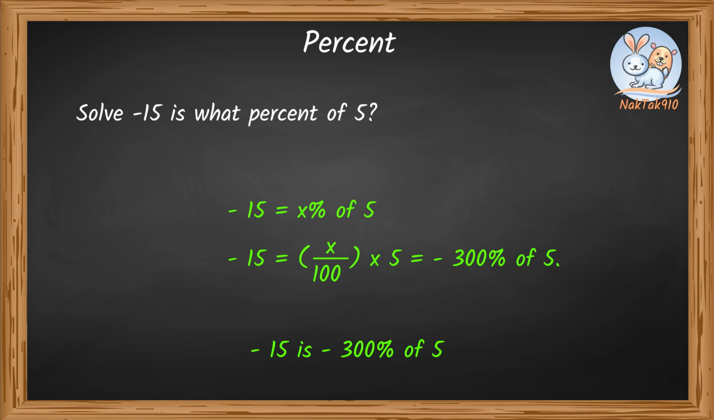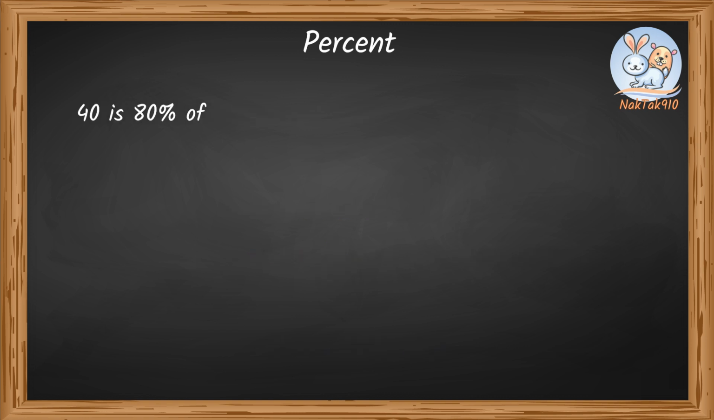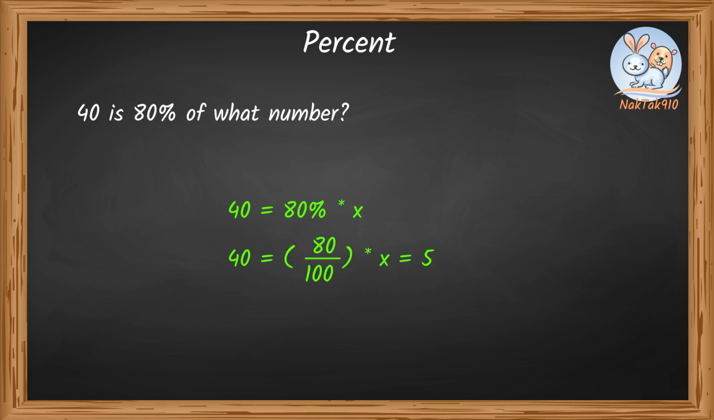Can you solve the reverse? Like 40 is 80% of what number? If we go according to the question, it means 40 equals 80% times x. 40 equals 80 by 100 times x, so x equals 50. 40 is 80% of 50. That's why I always say math is easy and fun when you understand your concept, with a little bit of practice and loads of fun.